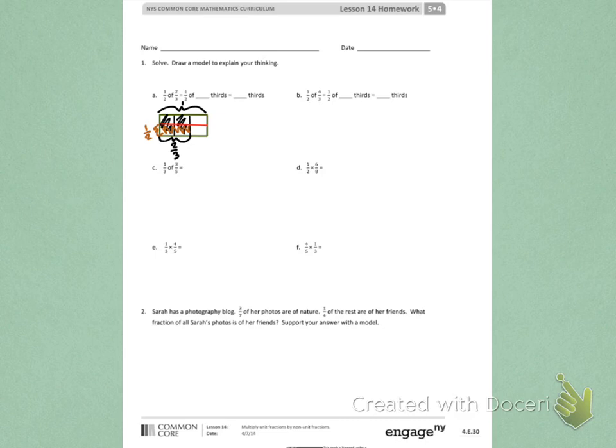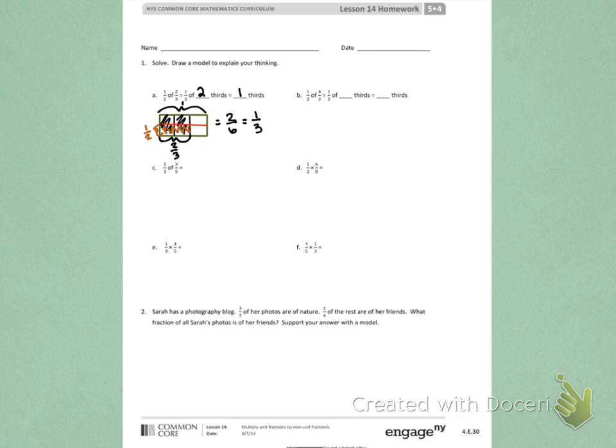And what do we have all together? We have 2/6. So 1/2 of 2/3 equals 1/2 of, I can put in 2/3, which equals 2/6. Well, we know that we can reduce this by 2, and we end up with 1/3. So 1/3.